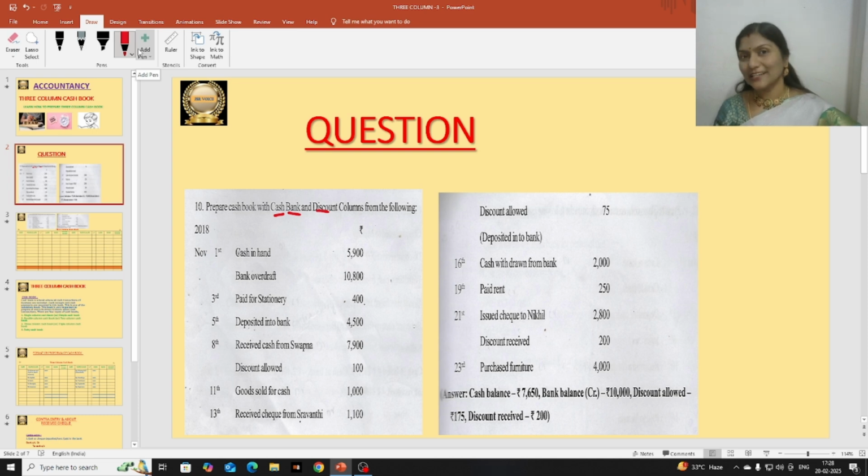Okay, hope this is clear for everyone. If cash comes, you record on the debit side. If cash goes out of the business, you post on the credit side of the 3-column cash book. That is the simple logic that you have to keep in your mind while preparing a 3-column cash book. So I discussed the pro forma with you also. What is a pro forma?